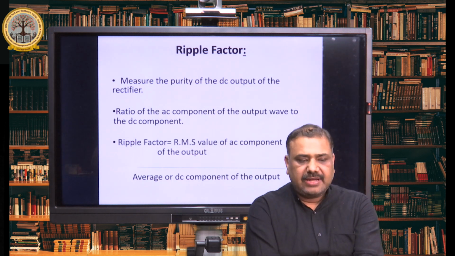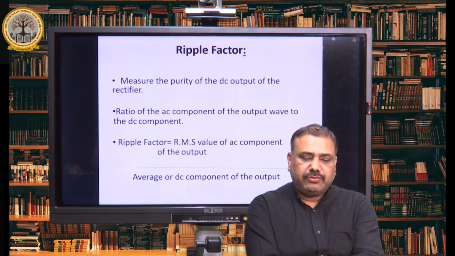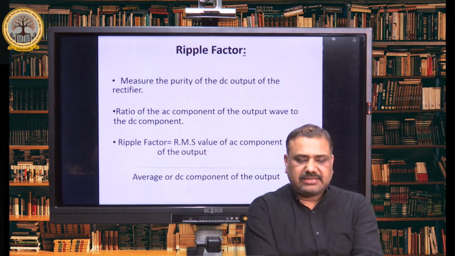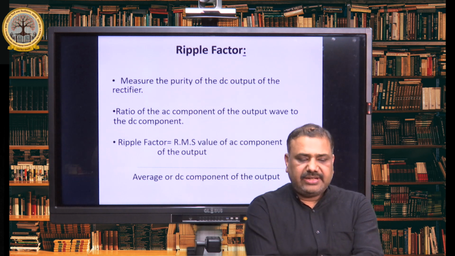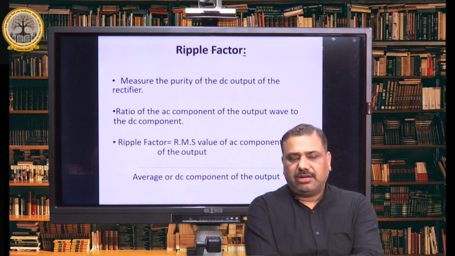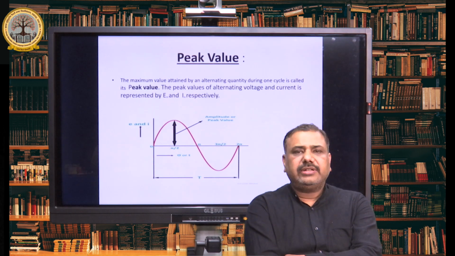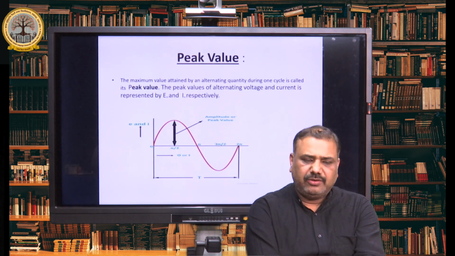Ripple factor. It measures the purity of the DC output of the rectifier. It is the ratio of the AC component of the output wave to the DC component. Ripple factor is equal to the RMS value of the AC component of the output upon the average DC component of the output. Now we are going to discuss something about peak value.